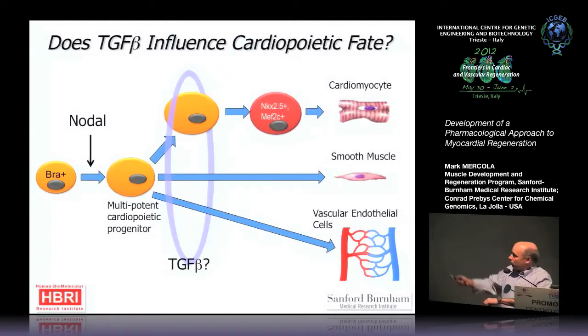And what I didn't tell you is that Nodal initiates a cascade. So Nodal activates itself, but Nodal also activates TGF-beta. And then there are feedback inhibitors that suppress Nodal, allowing TGF-beta to persist in the embryo or in the stem cell cultures. So at about this time here, during development, there's very little Nodal, but there's a lot of TGF-beta.